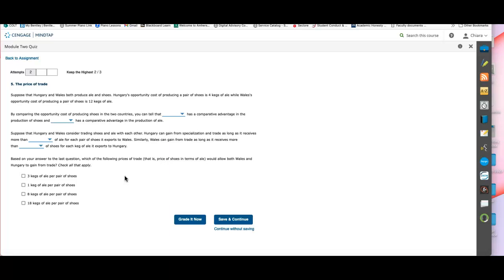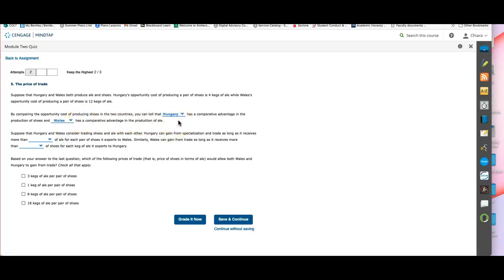This means that Hungary has the lower opportunity cost of producing a pair of shoes, 4 kegs of ale, so they have that comparative advantage. So by comparing the opportunity cost, we can say who has the comparative advantage in the production of shoes? It's going to be Hungary, and Wales will have a comparative advantage in the production of ale.